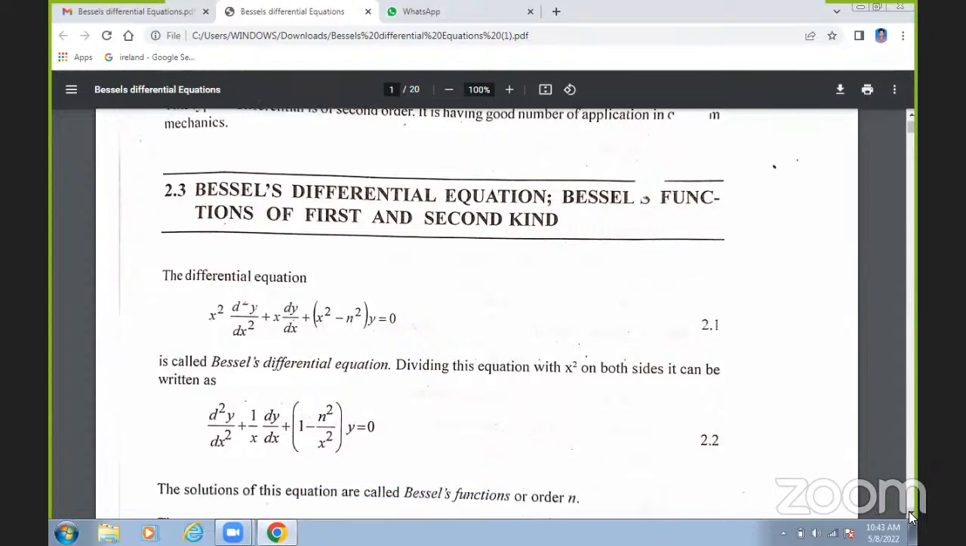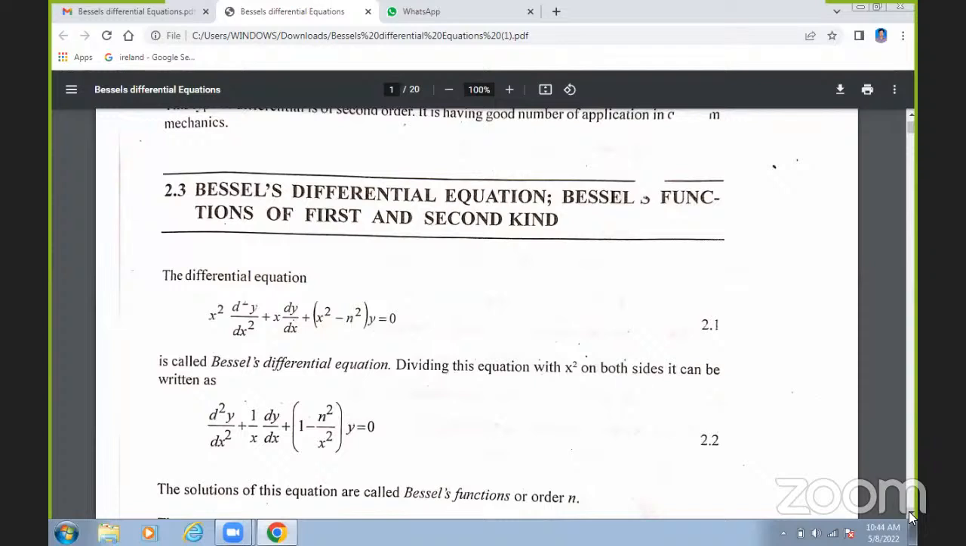This Bessel's differential equation, which we have here, we can write as x square d square y by dx square plus x dy by dx plus (x square minus n square) into y is equal to 0. Okay. So this one we call the Bessel's differential equation.